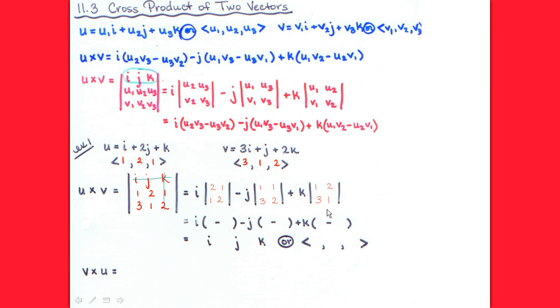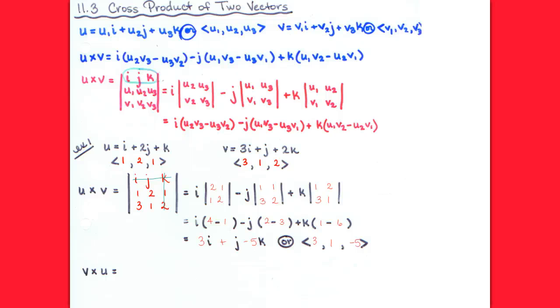And then I can just do my little 2 by 2 determinants. So I could say, okay, 4 minus 1, 2 minus 3, 1 minus 6. 4 minus 1 gives me 3. 2 minus 3 is a negative 1, so negative 1 times negative j is going to be a positive 1j. And then here, negative 5k. And again, that's the standard unit vector form, or you're also welcome to write it in component form.